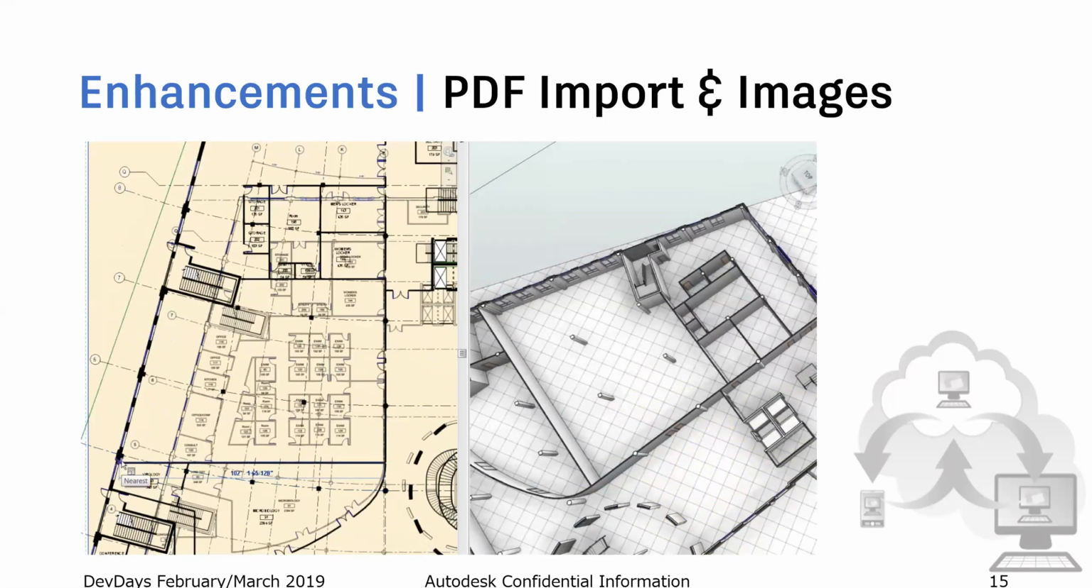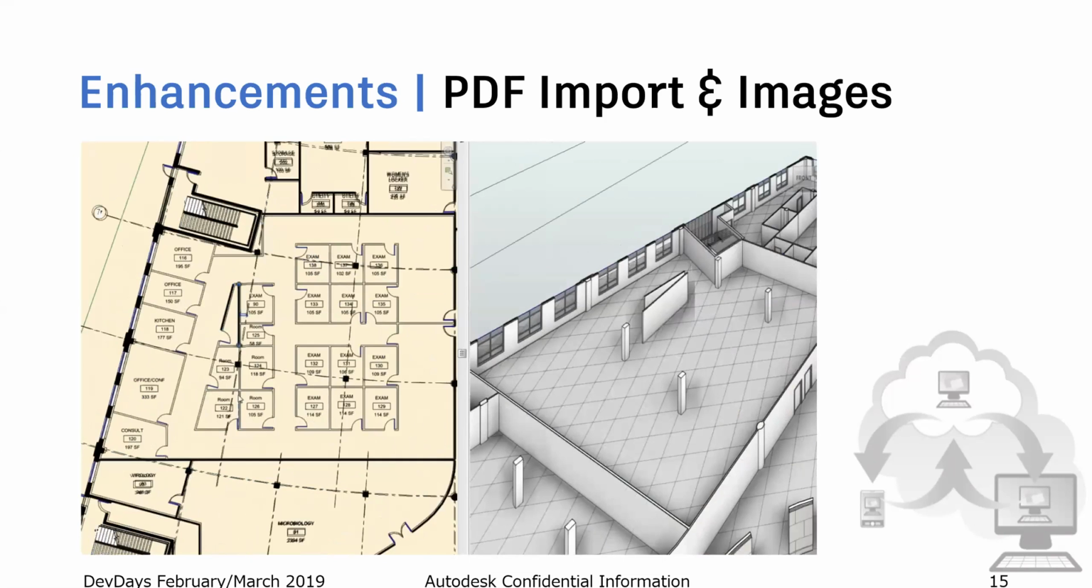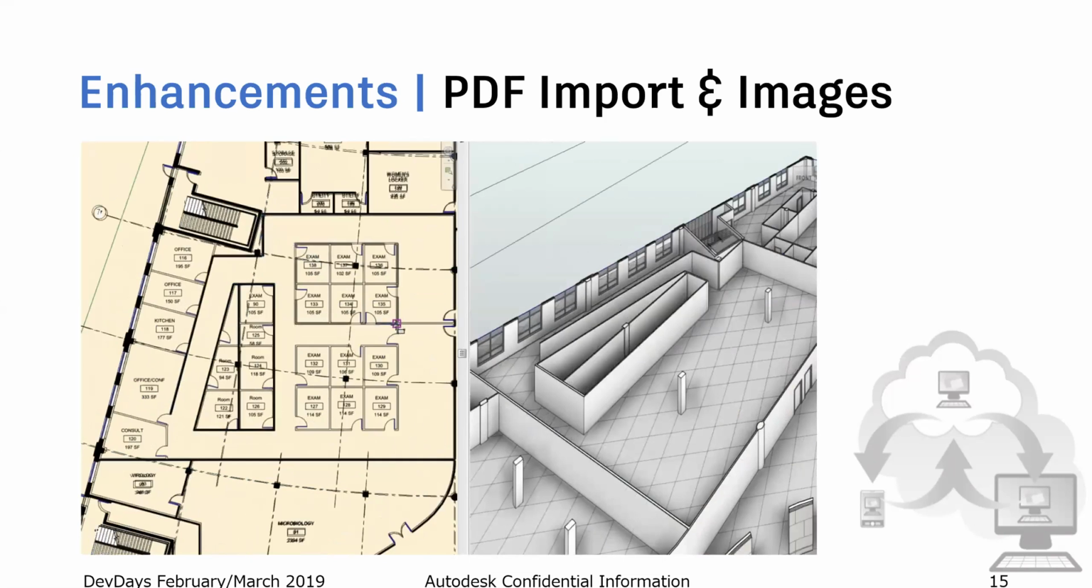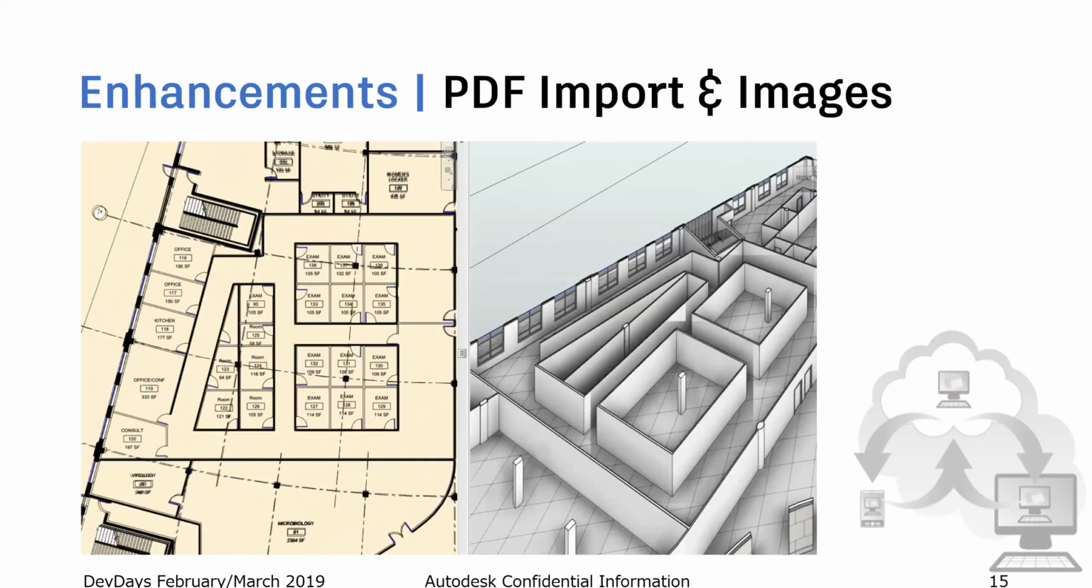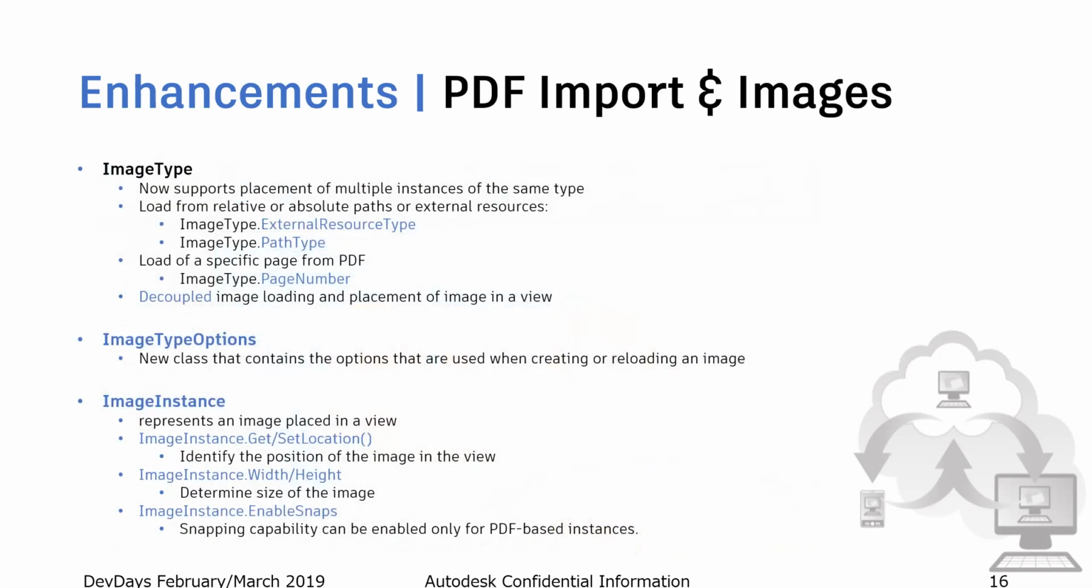And as we do with all our new features, there's an expectation that an appropriate API is available for any new functionality that we develop. Therefore, we have the associated APIs that enable all these changes. The first thing is we've changed image type so that it now supports multiple instances of the same type. This was not possible before, so every time you wanted to place another copy of the same image, you had to create a new type. Now you don't have to do that.